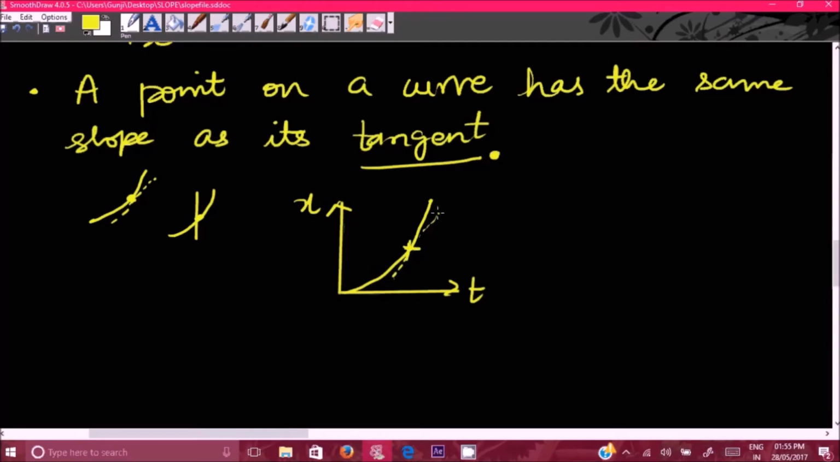This is the tangent, and now find the slope of this tangent. Now the slope is of a straight line. We have already done how we can find the slope of a straight line graph. So take any two points on this straight line. This is the change in vertical axis, and this is the change in horizontal axis. This will be the slope of a curve.